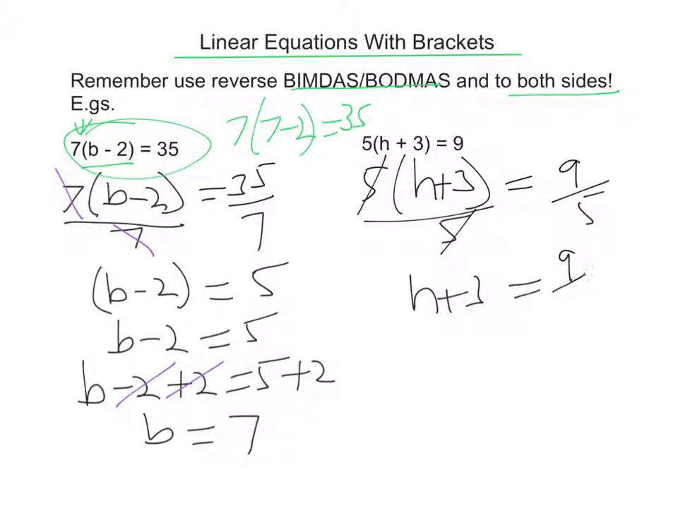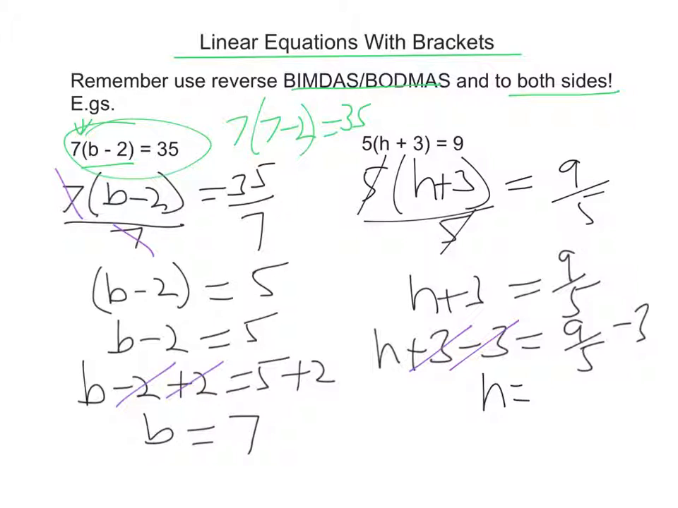9 over 5. So what we need to do now is subtract 3 from both sides so that we can get h by itself, or if you want, make h the subject. So let's subtract 3 from both sides. On the left hand side, plus 3 and minus 3 make 0. So all that's left is just h.